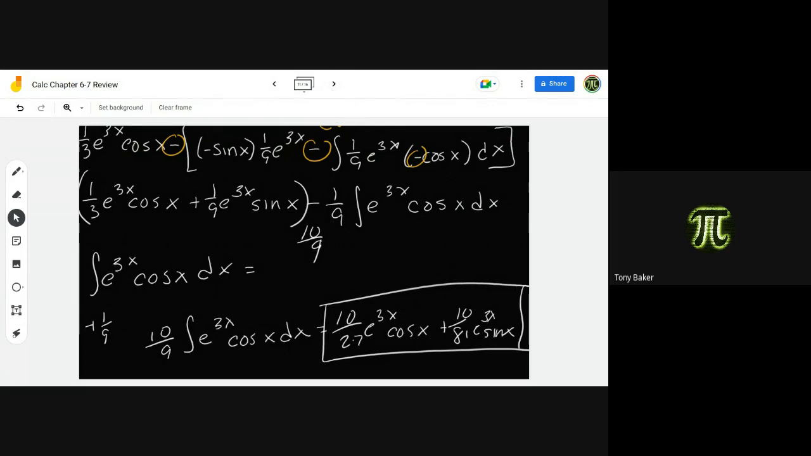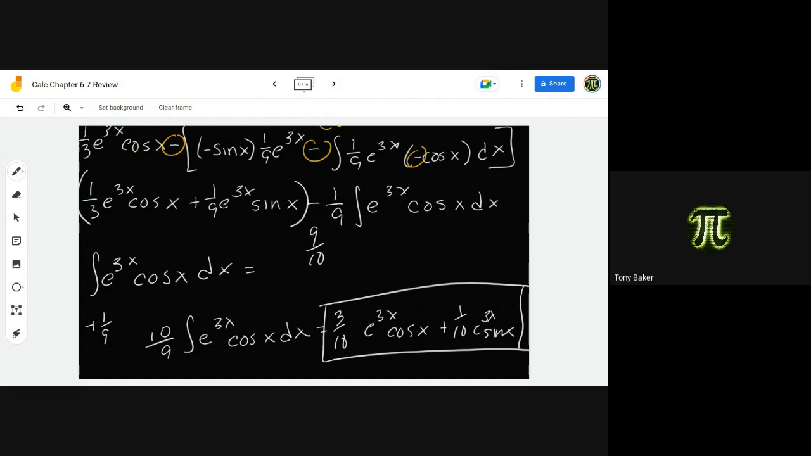I'm trying to get through the rest of the questions. Some stuff cancels out. So it's 9/10 instead of 10/9. Because the 9s cancel out this way. So 1/3 times 9/10 is 3/10. And this just becomes 1/10.